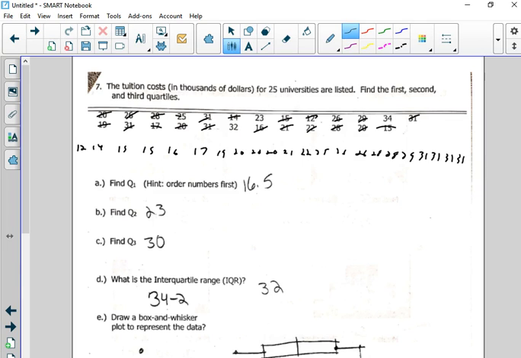Oops, I missed a 23. So I'll squeeze 23 in there. And then there's a 32 and a 34. Not ideal, but we go from there.